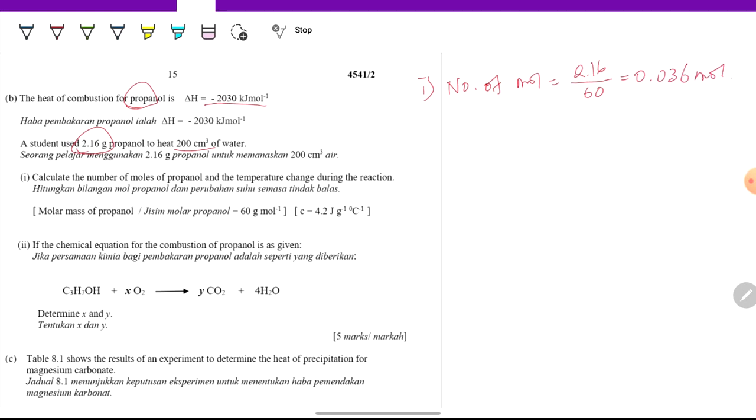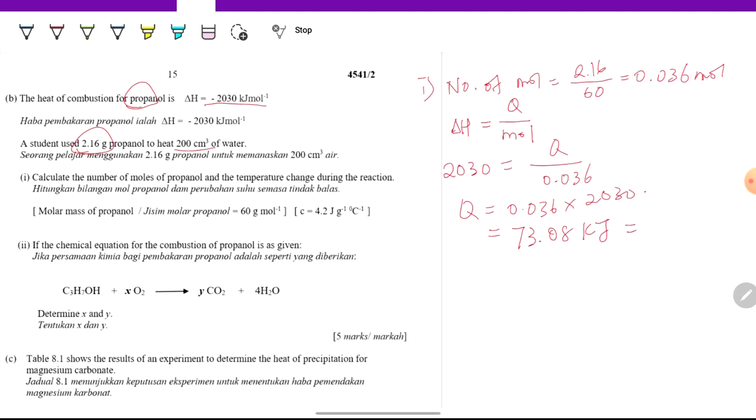Okay. Then after that, the delta H given to you is 2330. So actually here we can get from the formula, delta H equals to Q over the mole. The Q we need to find later on, mole is 0.036. So our Q you will get is 0.036 times 2030. So you will get 73.08 kilojoule.